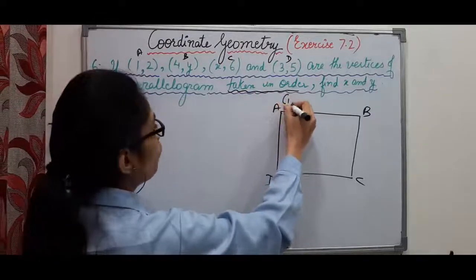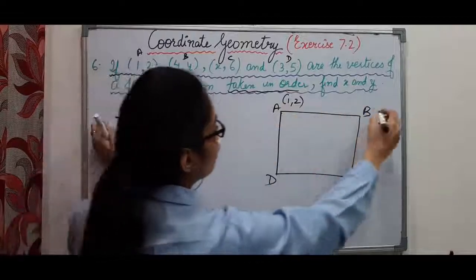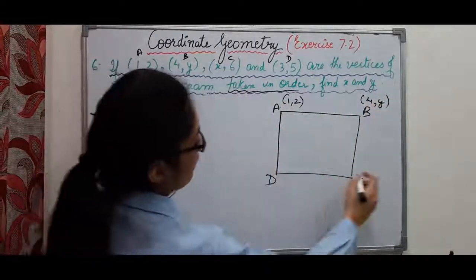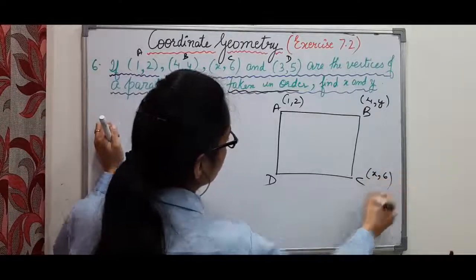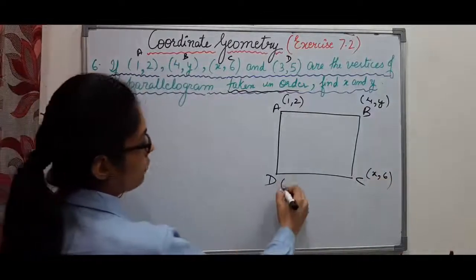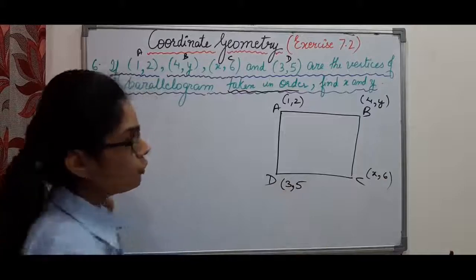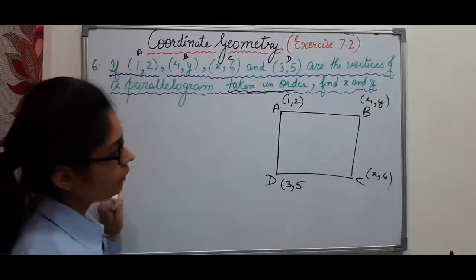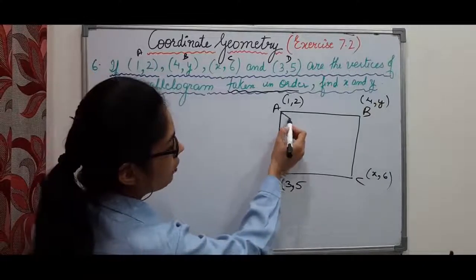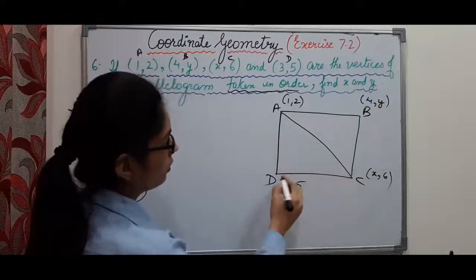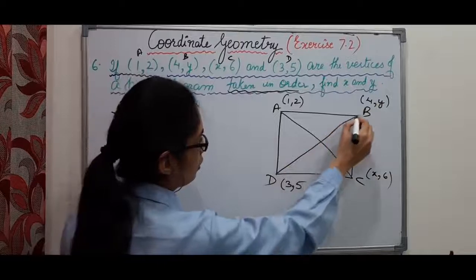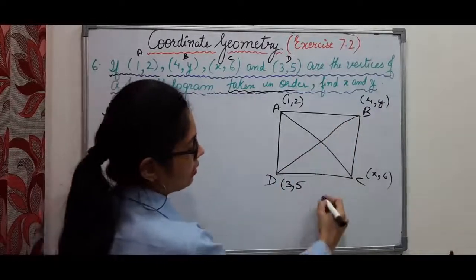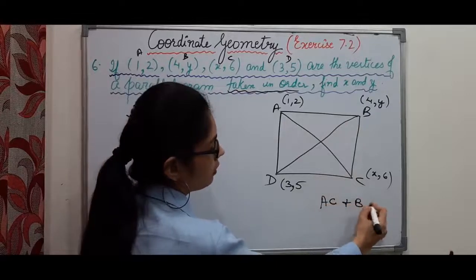So this is A (1, 2), this is B (4, y), C is (x, 6) and D is (3, 5). So we have to find the values of x and y. So we'll take the property of diagonals here. Now I can see AC and BD.